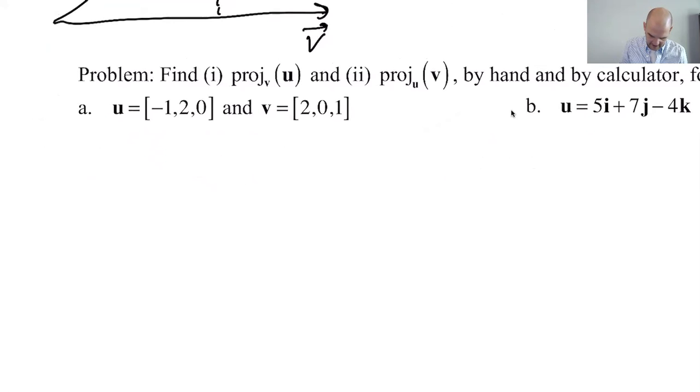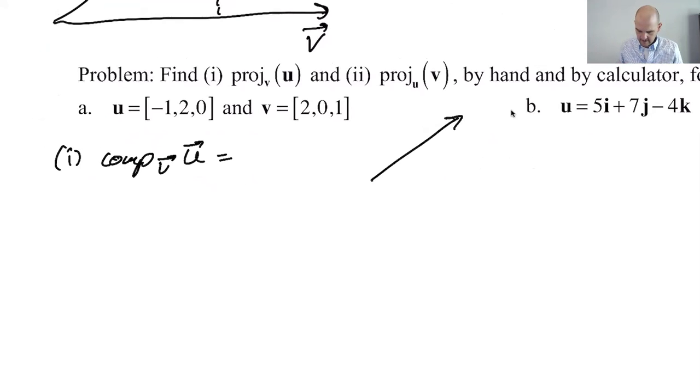So first up, I'm going to do the component of u along v. So v is the base. u is the vector that we're finding the component of, so it's the one that's kind of in the air, and this is kind of the base. So this is v and this is u. We're going to project down and figure out that length, right? So it's a directed distance, a directed length.